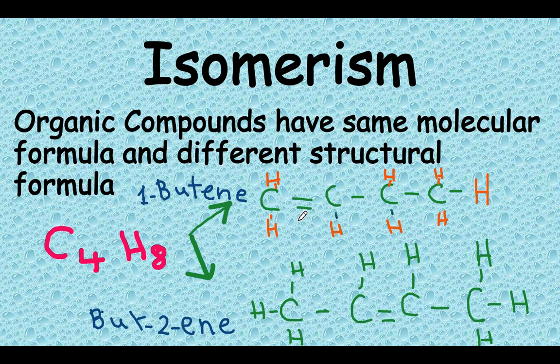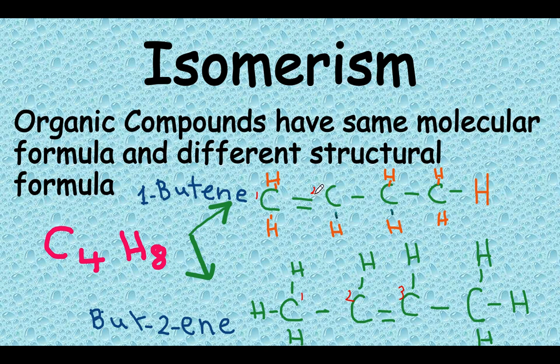Here we call this 1-butene because the double bond is between the first carbon atom and the second carbon atom. And here, with carbons 1, 2, 3, the double bond is between the second carbon and the third carbon, so we call it 2-butene. We take the least number according to the IUPAC system. 2-butene means that the double bond is between 2 and 3. These two molecules are called isomers.